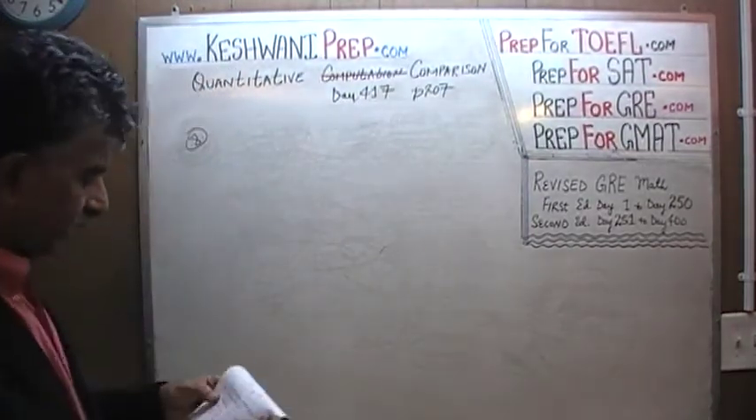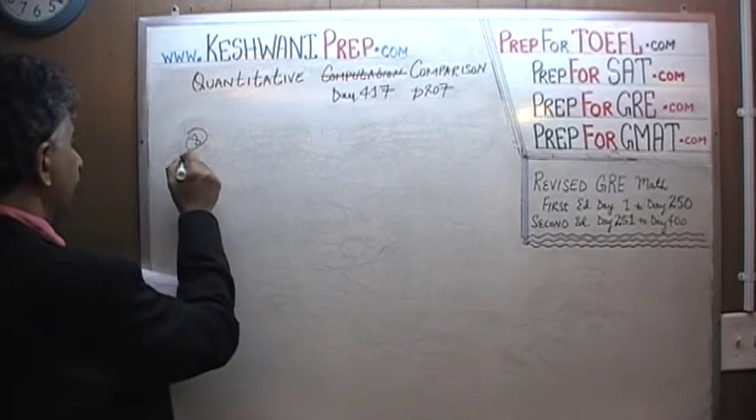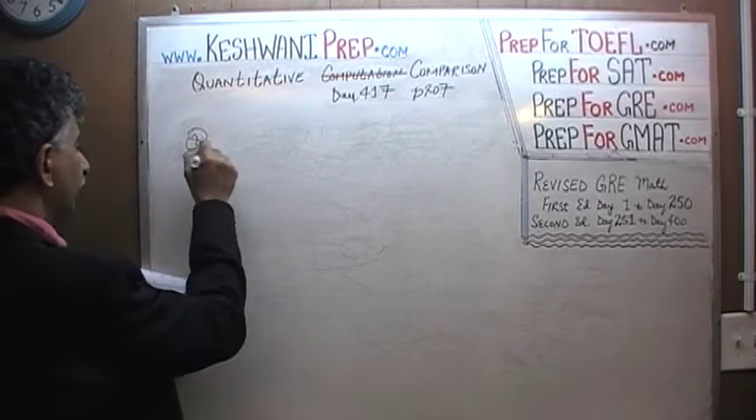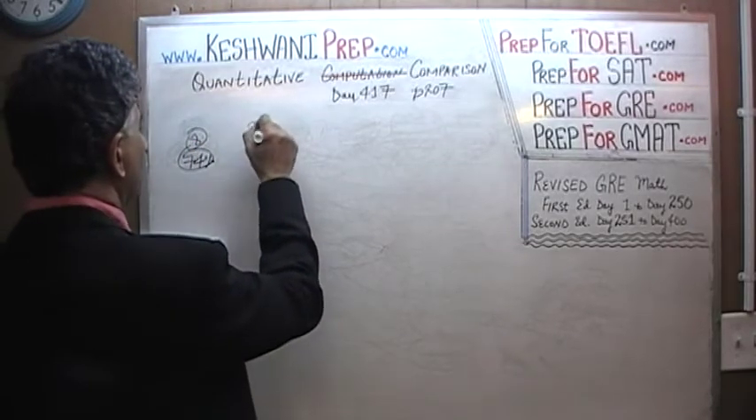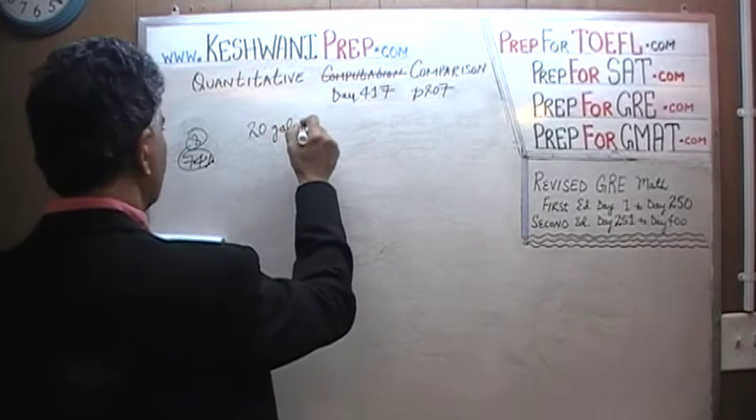Enough of the talk. Number 8, the percentile was 74% when it was given. We are told that we're going to buy 20 gallons of gasoline.